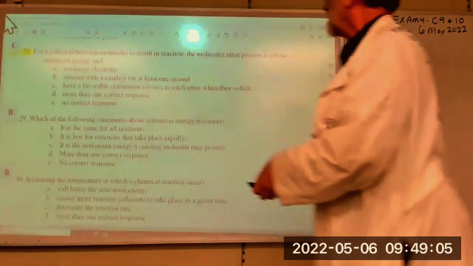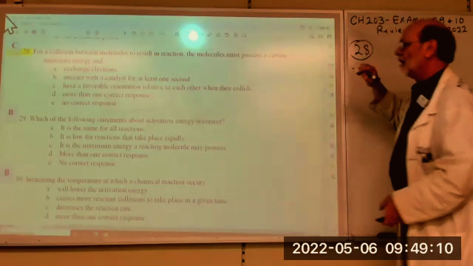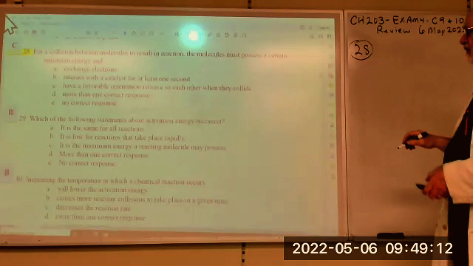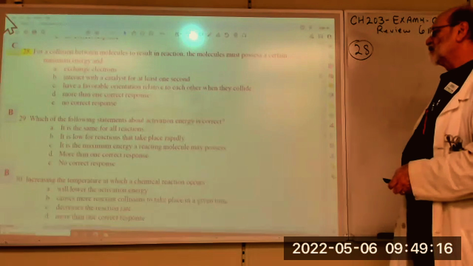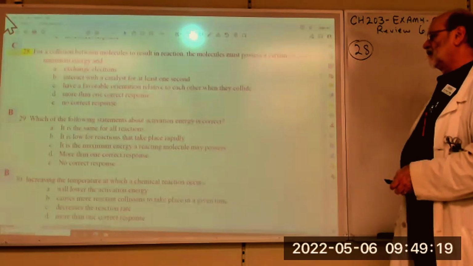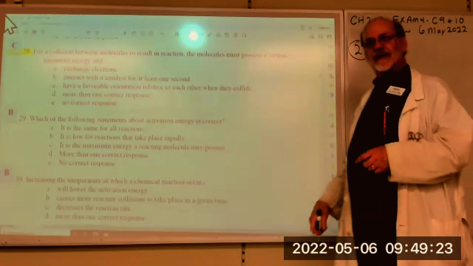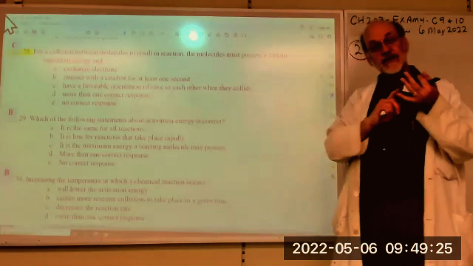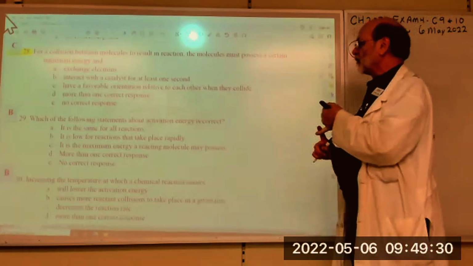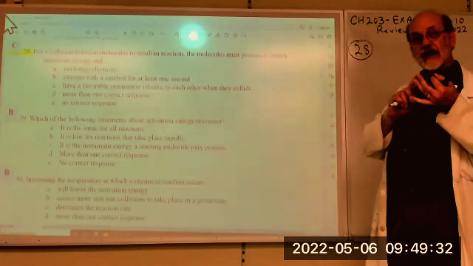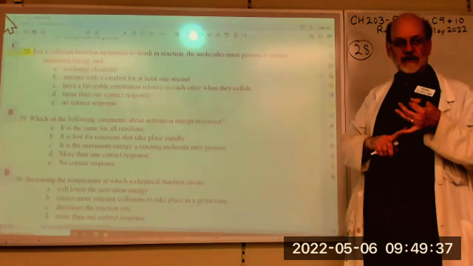Okay. 28. For a collision between molecules to result in a reaction, the molecules must possess a certain minimum energy. Did we do this before? Oh, and they recover the minimum energy, but that's not all that's required. In order for the reaction to occur, they have to have a certain amount of energy. Plus, they have to be oriented correctly.